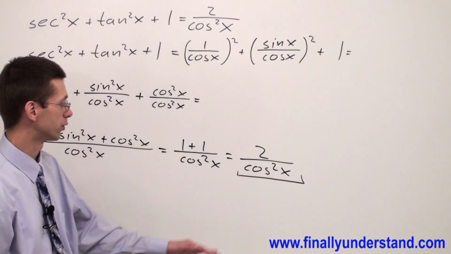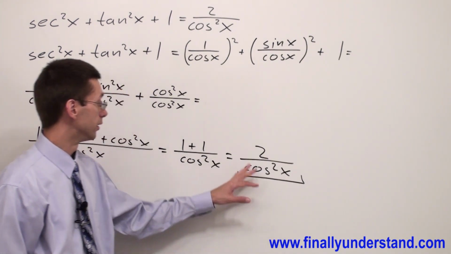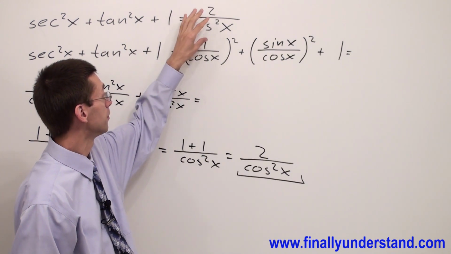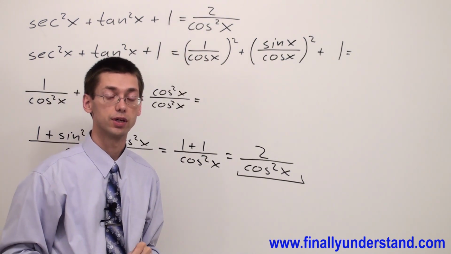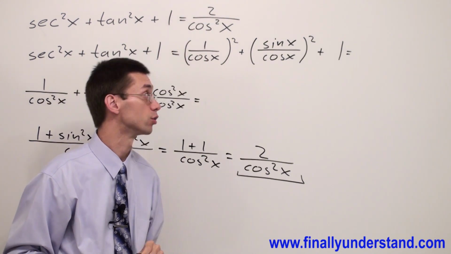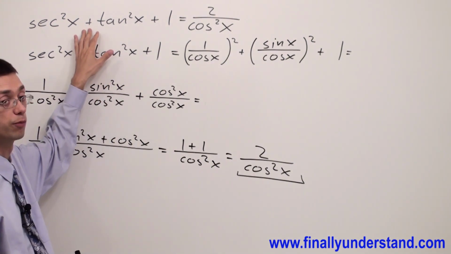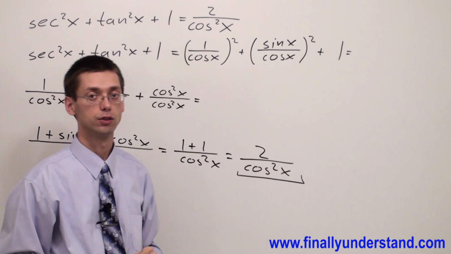Now let's take a look at what we have obtained. This expression is exactly the same as the expression which I have on the right side of my original identity. So this is the proof that the left side of my identity is equal to the right side.